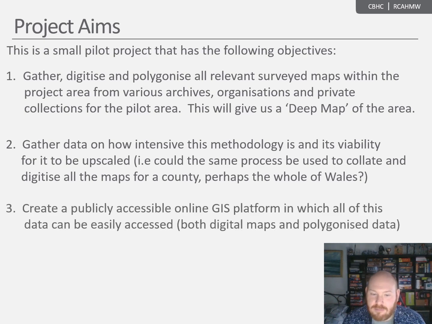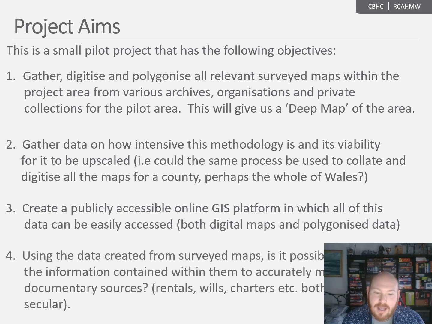We wanted to create a publicly accessible online GIS platform, where all this data can be accessed for free by the public. And to use the data created from surveyed maps, is it possible then to take that information and map older sources, things like wills, rentals, charters, things that were never maps but have geographic information in them.